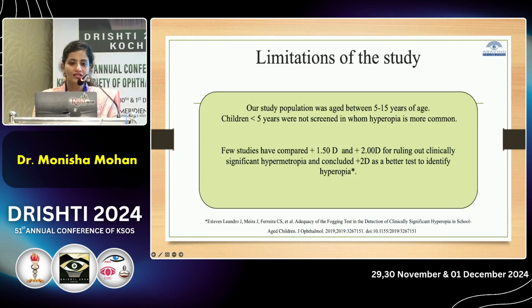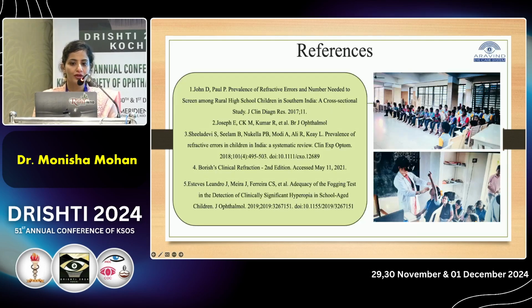Coming to the limitations, our study population was aged between 5 to 15 years. Children below 5 years, in whom hyperopia is more common, were not screened. A few studies have compared 1.5 and +2 for ruling out clinically significant hypermetropia and concluded that the +2 lens is a better test to identify hyperopia. These are my references. Thank you.